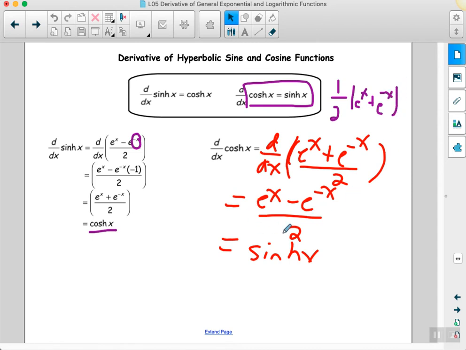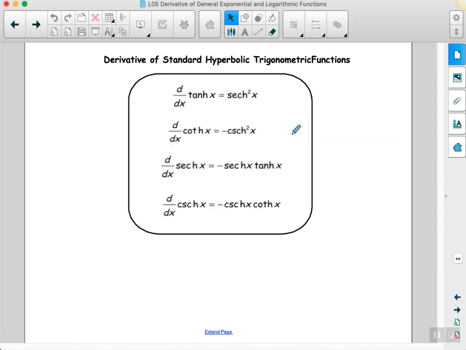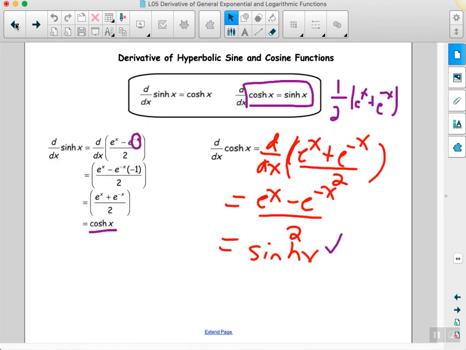And so this would be 1/2 times the derivative of e to the x plus e to the negative x, which is e to the x minus e to the negative x, which of course is hyperbolic sine. That one was straightforward. Coming back over here, notice there is a difference. The derivative of sine is cosine, and the derivative of hyperbolic sine is hyperbolic cos. But the derivative of cos is negative sine, and the derivative of hyperbolic cos is positive hyperbolic sine. So there is a difference there.